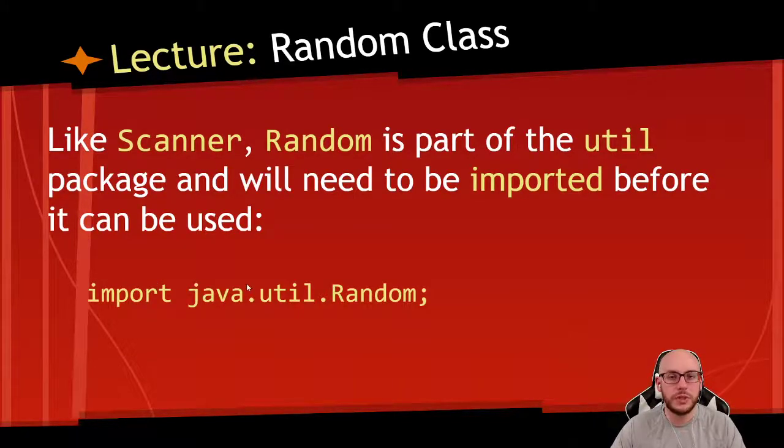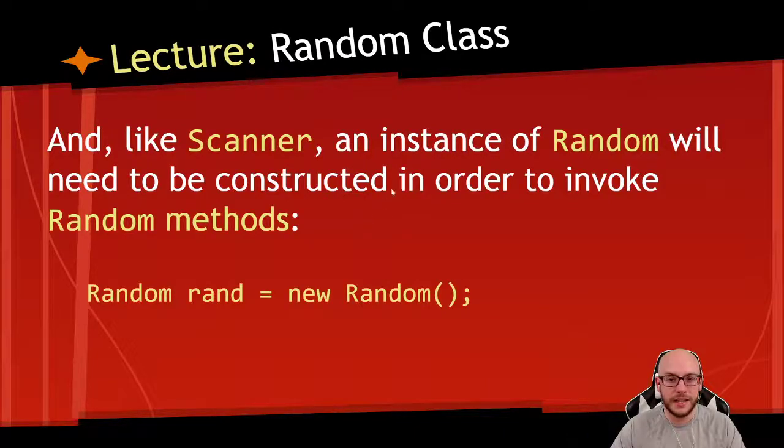We're going to import java.util.Random. Think of these things as folders. So there's a Java folder, and then inside that is a util folder, and then inside that is where we can find Random. And like Scanner, an instance of Random will need to be constructed in order to invoke Random methods. So we create our Random object after that, right?